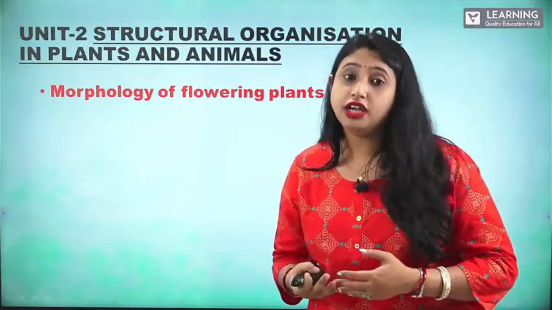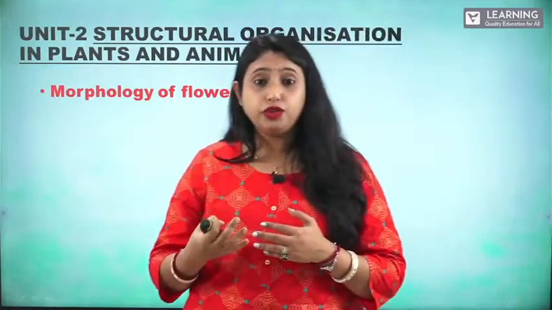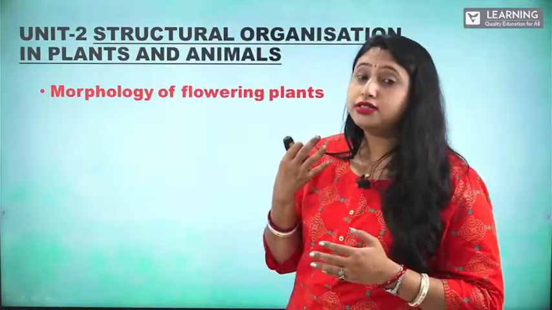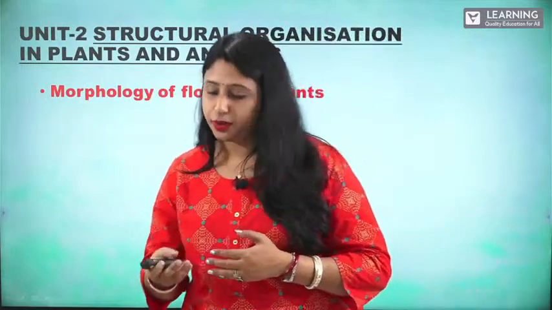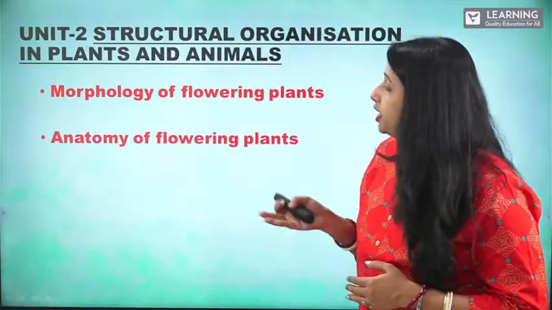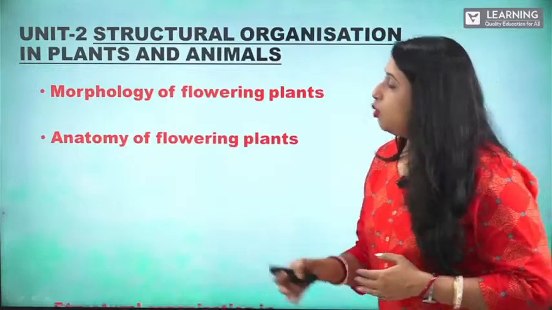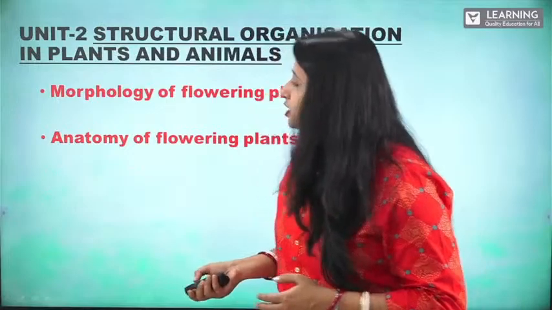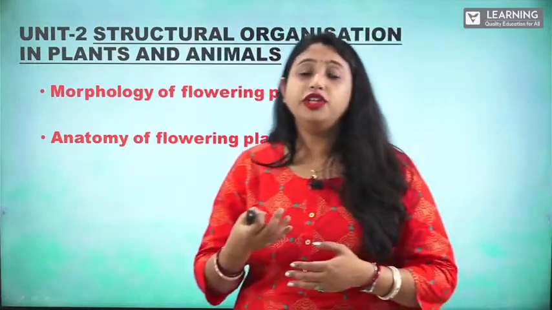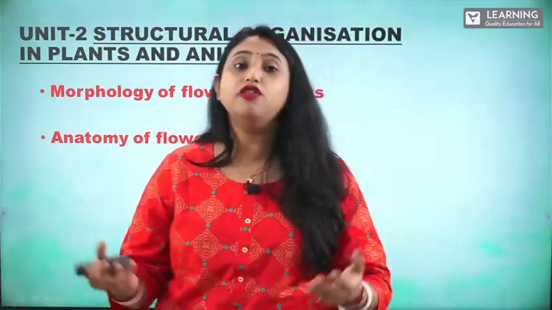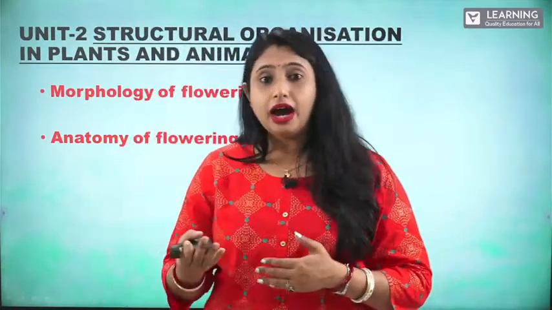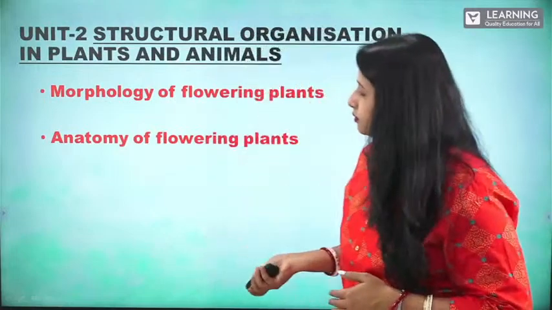So you will be studying about the roots, the types of roots, about the leaves, the modification in leaves, then about the stem, right, under this chapter. Next is your anatomy of flowering plants. What do you mean by anatomy? Anatomy means the study of the internal structure, the study of the tissues. You will be studying all tissues of plants under this chapter.